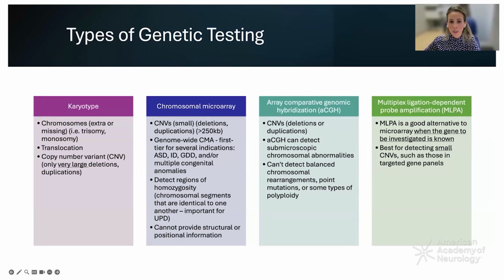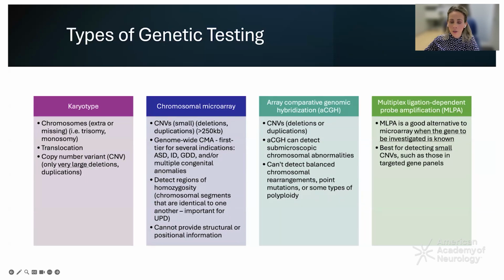aCGH is used to detect copy number variants such as deletions or duplications, and unlike a microarray, which is used to detect sequence matching a probe, aCGH can detect submicroscopic chromosomal abnormalities, but it can't detect balanced chromosomal rearrangements, point mutations, and some types of polyploidy.